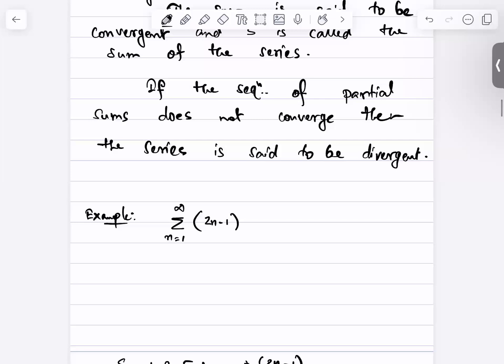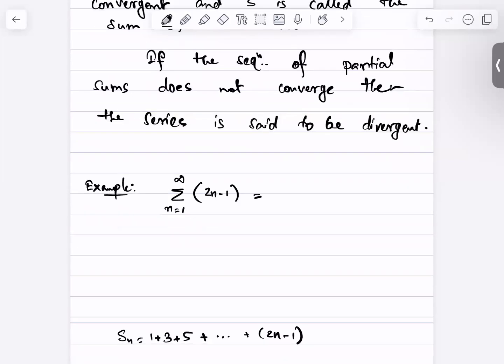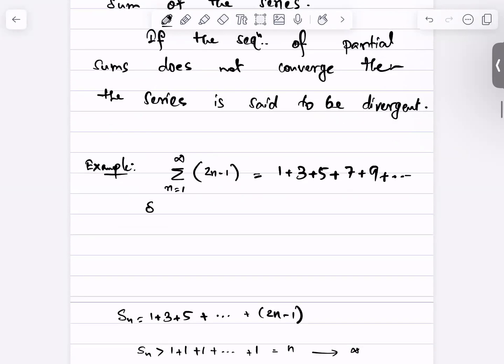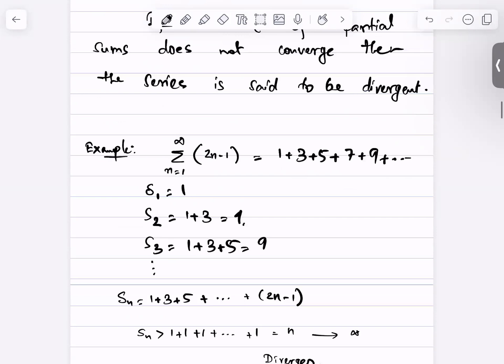Okay. One example is summation 2n minus 1. So this is basically 1 plus 3 plus 5 plus 7 plus 9 plus so on. Then here S1 is just 1, the first term. S2 will be the sum of the first two terms, so 1 plus 3, which is 4. S3 will be 1 plus 3 plus 5, which is 9, and so on.